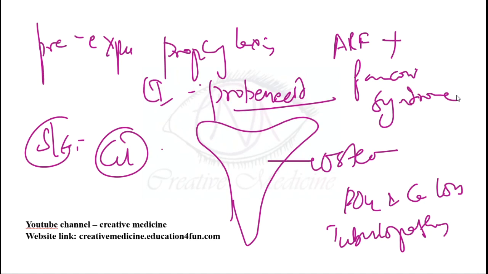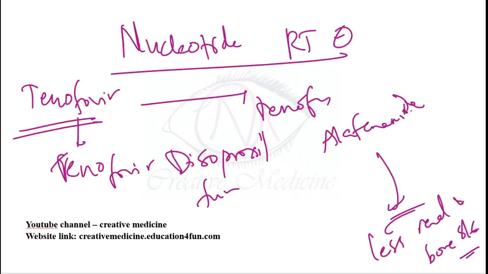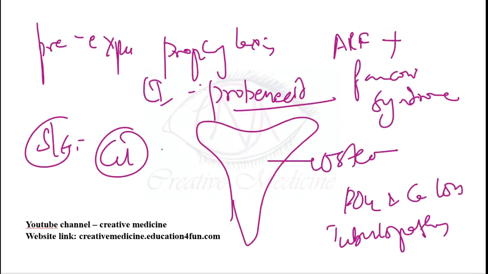Tenofovir is tenofovir disoproxil fumarate and tenofovir alafenamide. Tenofovir alafenamide has less renal and bone side effects. In pregnancy, it is used as pre-exposure prophylaxis, with no activation by kidney. It is contraindicated with probenecid as it increases the toxicity. Side effects like nausea, vomiting, and diarrhea are seen along with osteomalacia, phosphate and calcium loss with tubulopathy, and acute renal failure and Fanconi syndrome.